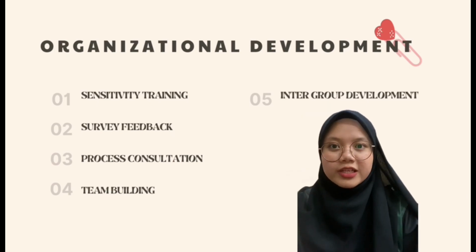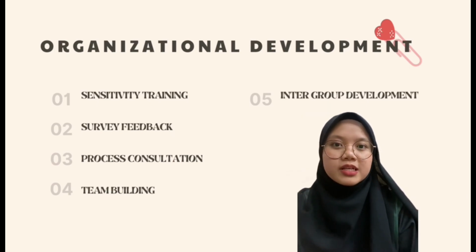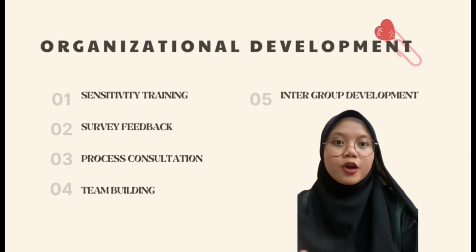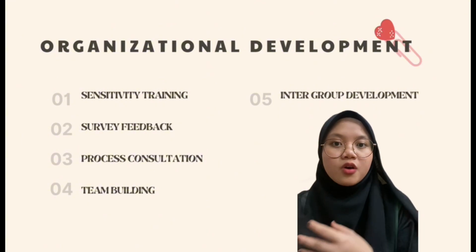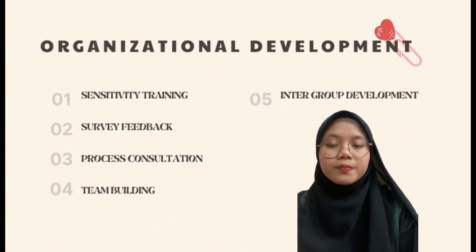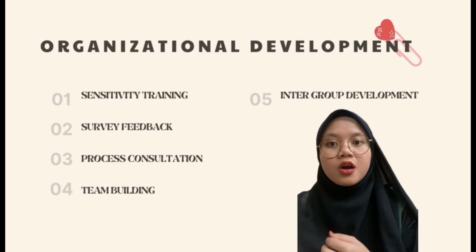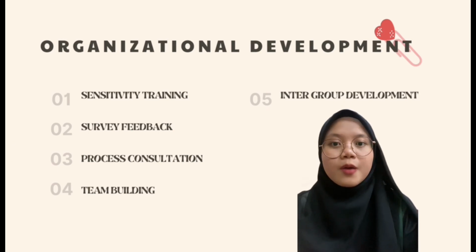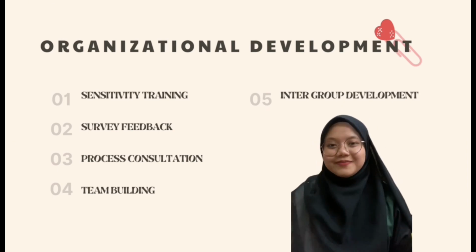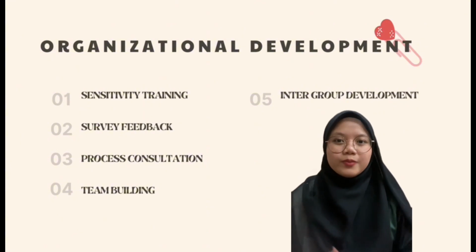Next is team building. Team building is usually used to discuss activities to increase trust and openness among members of the team. The main objective is to improve coordination, which will boost group performance. This can be accomplished through goal formulation, interpersonal relationship building, role analysis to determine roles and responsibilities, and team process analysis. Lastly is intergroup development.